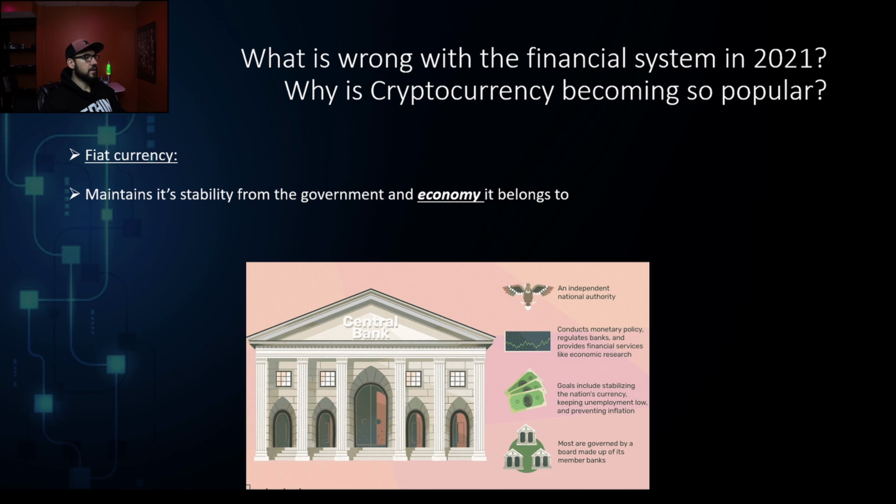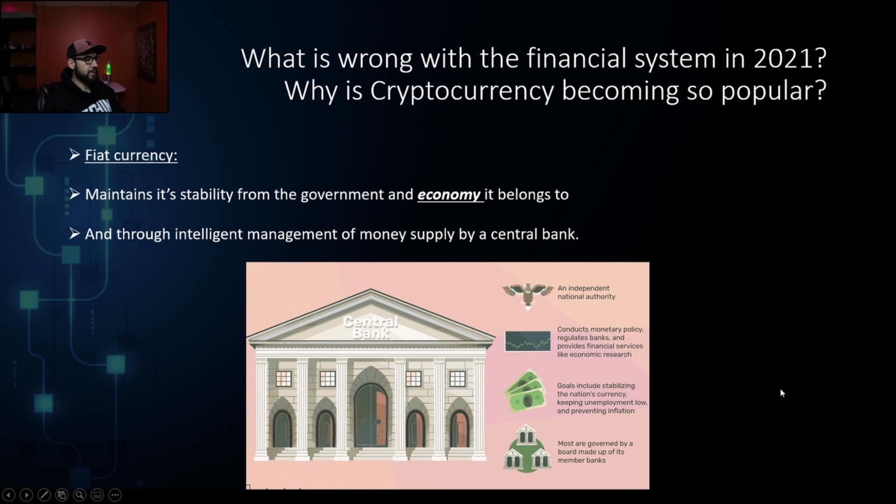Fiat currency maintains its stability from the government and economy it belongs to, and also through the intelligent management of the money supply by central banks. In this photo, you can kind of see a breakdown of central banks. Central banks conduct monetary policy, regulate smaller banks, and provide financial services like economic research. Goals include stabilizing the nation's currency, keeping unemployment low, and preventing inflation, which I think right now is an extreme problem due to the pandemic. Most are governed by a board made up of its members' banks.